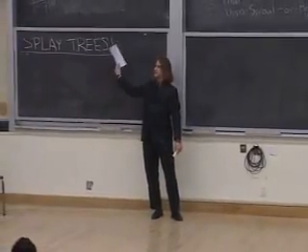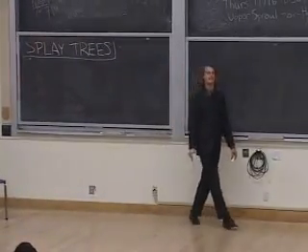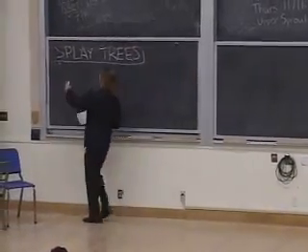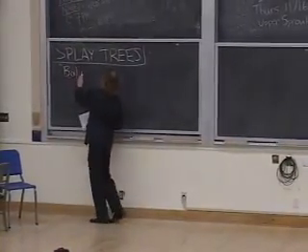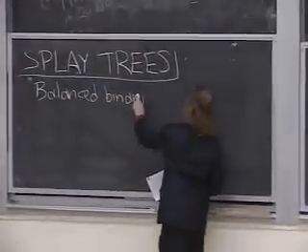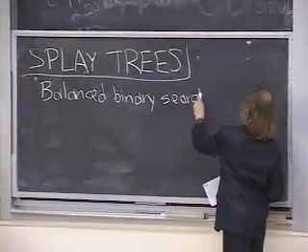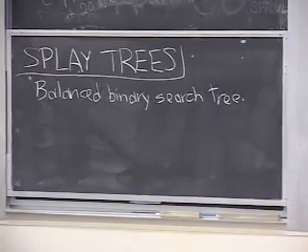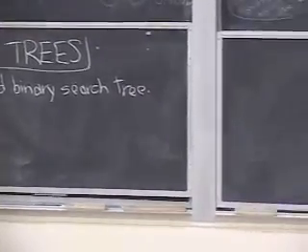Today's lecture is on my favorite data structure. They're called Splay trees. And Splay trees are a kind of balanced binary search tree. Kind of like a 2, 3, 4 tree, but with many important differences.